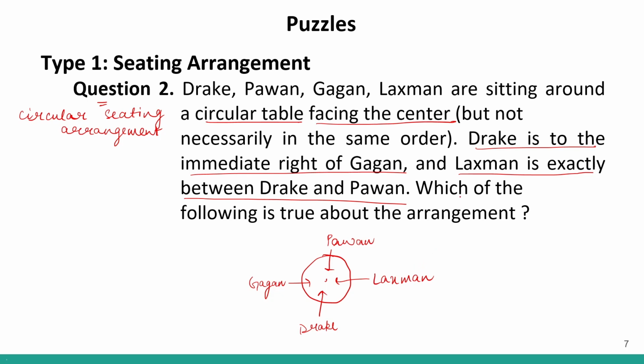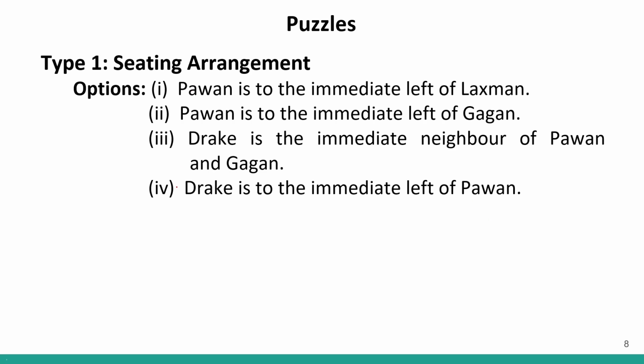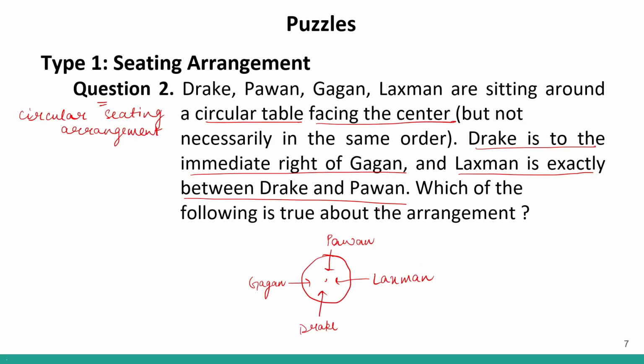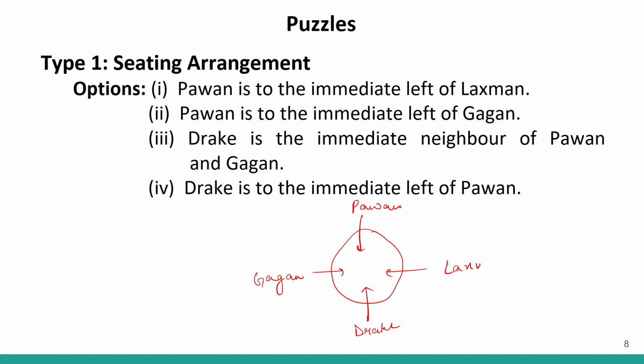We have to identify which of the following is true about the arrangement. So 4 options are given to us. We have to identify which option is true. So let me draw the arrangement over here also. We had Gagan over here, Drake over here, Pavan over here. Right? And the remaining person was Lakshman, over here. So this is my final arrangement. Based on this arrangement, 4 options are given to us and we have to identify which option is correct.